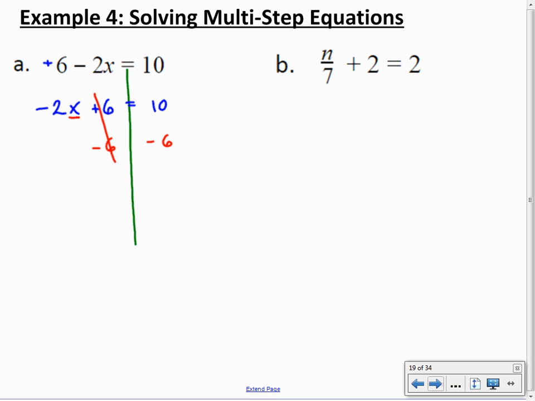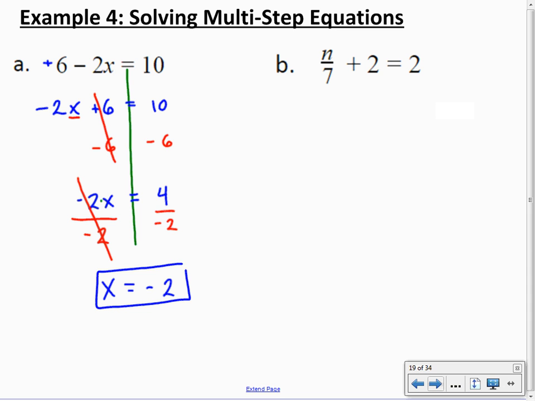So if we subtract 6 from both sides, we're left with negative 2 times x equal to 4. Okay, remember, this is negative 2 times x, so if we want to get rid of the negative 2, we need to do the inverse operation, which would be division. We're going to divide both sides by negative 2. This will leave us with x is equal to negative 2, because 4 divided by negative 2 is negative 2.